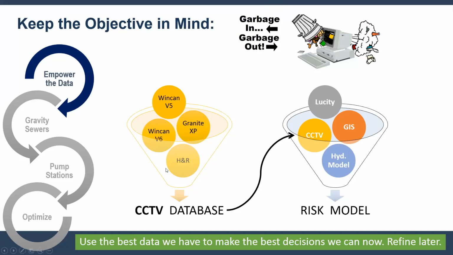In Castro Valley's case, they had 4 different software systems for CCTV data. Some of these were from contractors where they had an individual database, a single database for every single pipe that was inspected. Some of it was more consolidated, but quite a bit of data crunching had to go into compiling all of this data into one data set. And then it goes through the risk model along with the Lucidity data, the GIS, and the hydraulic model information.